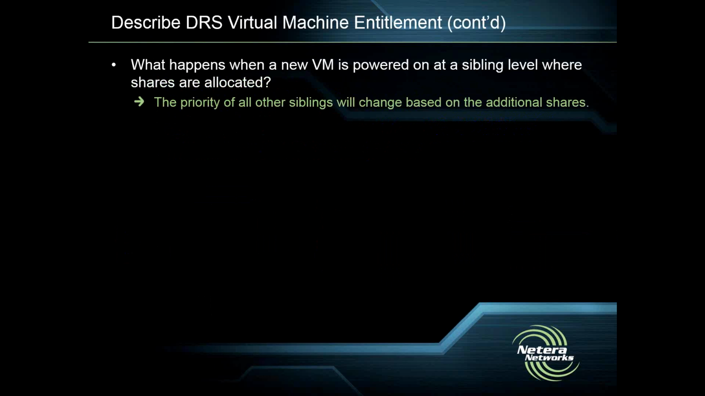Okay, no problem. The priority of all other siblings will change based on the additional shares. Again, shares are relative, and whenever there's a change at that sibling level or underneath it, the shares applied to a particular entity, a VM, will change. It's all relative, and with regard to the VCP, you have to keep that in mind. So let's take one ESXi host for an example. There's 10 gigs of physical memory on this host, and say there are 2 VMs created to run on this host. No resource pools are created.